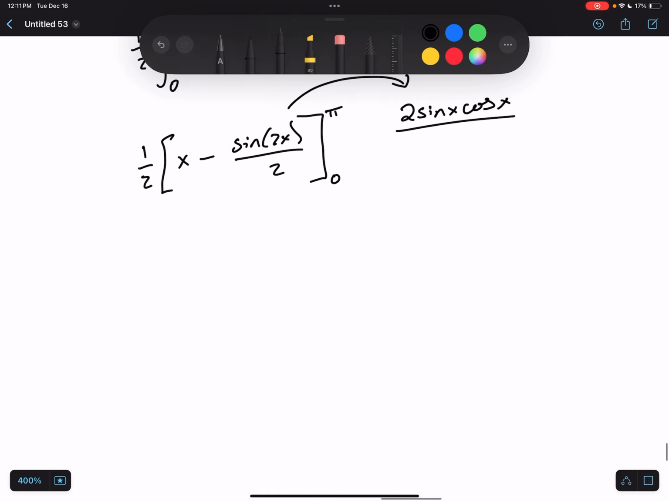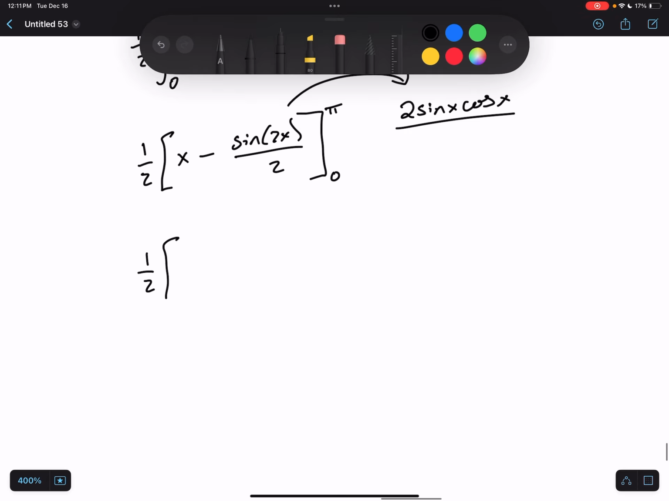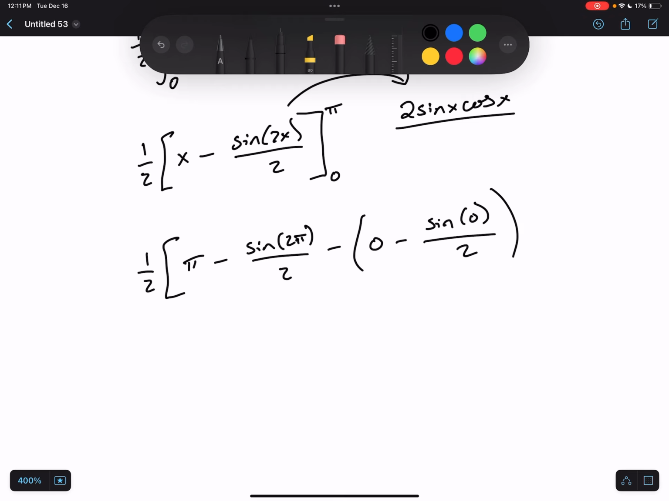And so what we can do is say 1/2 times, starting off with x as pi, we'll write pi minus sine of 2 pi over 2, minus, in parentheses, 0 minus sine of 0, because 2 times 0 is 0, over 2. Of course, sine at 2 pi, that's a full circle around the unit circle, and the y value at that point is 0, so that becomes 0.